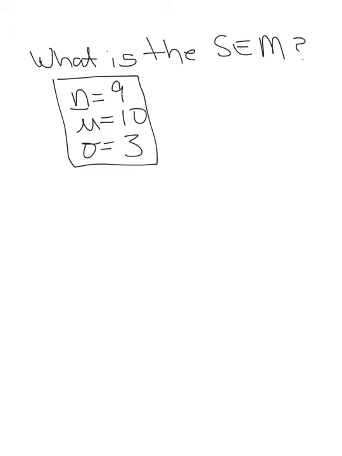So what we want to do is go ahead and calculate this straightforward with the standard error of the mean equation. The standard error of the mean equation is the standard deviation of the population divided by the square root of the sample size.